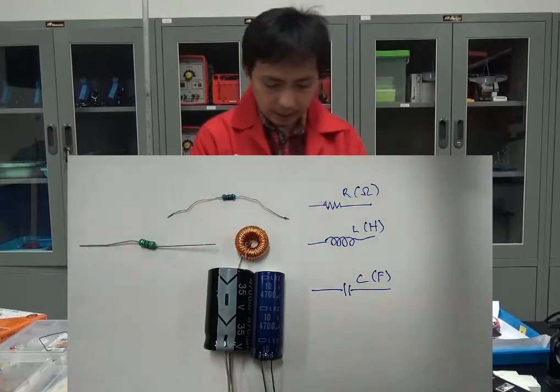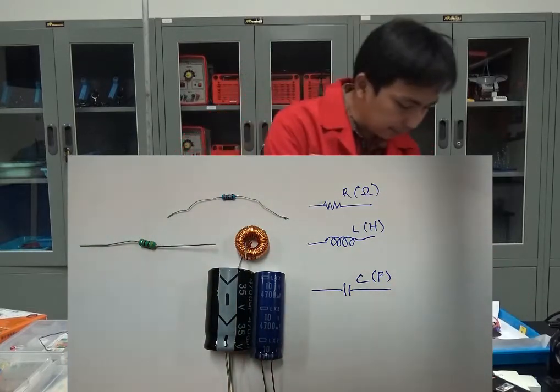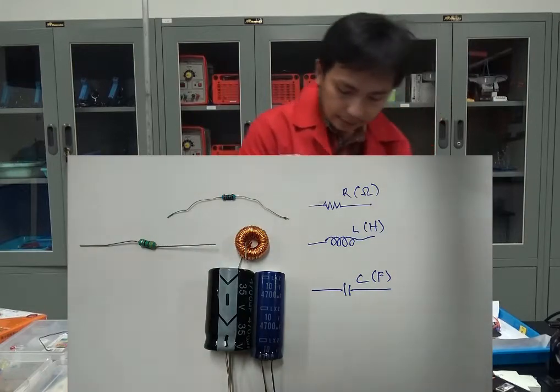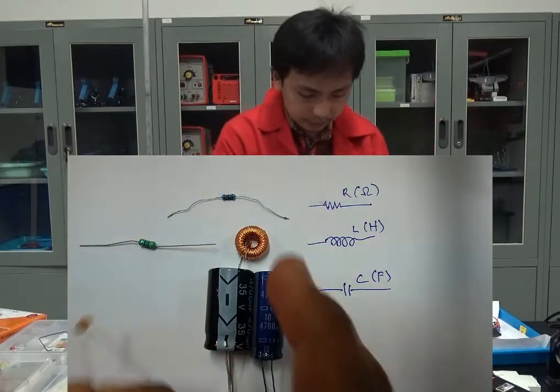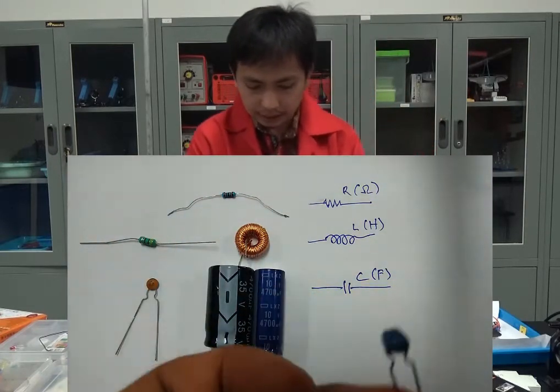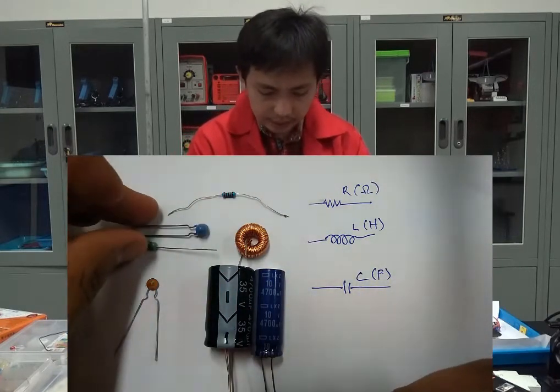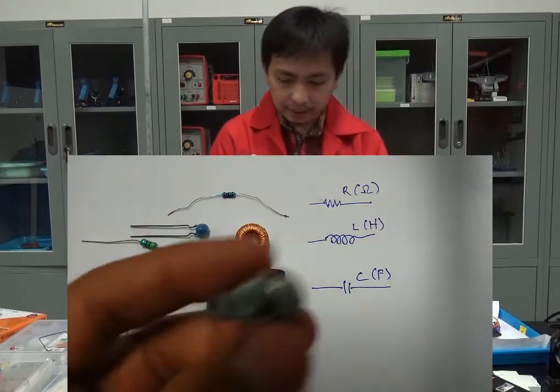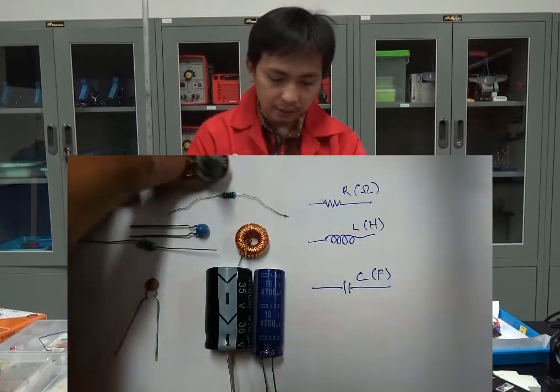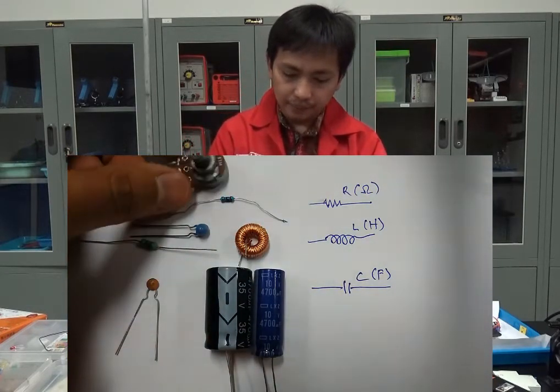Okay, and we also have this. This one is a ceramic capacitor. Here is also a ceramic inductor. But here is a variable resistor.